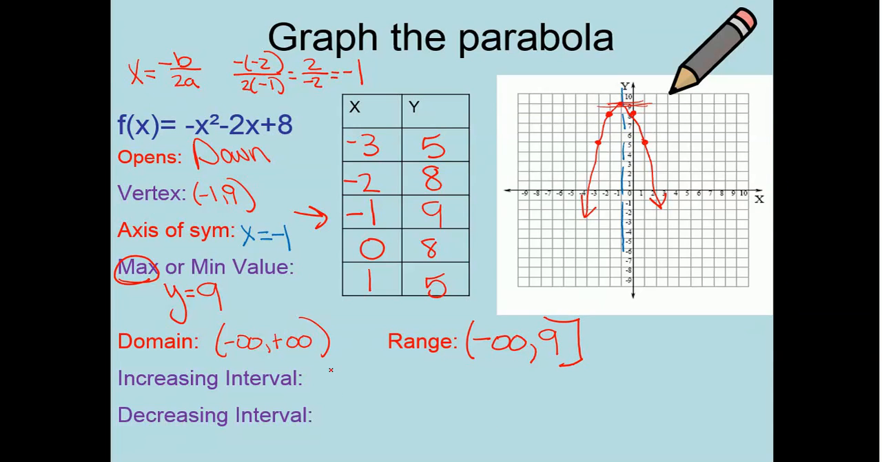There we go. What about my increasing and decreasing? Think of your car. So my car, it looks like he's starting at negative infinity, right? Because he's going to keep going in the negative x's, right? So he's increasing from negative infinity to right here, where I have my turnaround point. So until negative 1. And then he's decreasing all right here. So that'd be negative 1 to positive infinity.